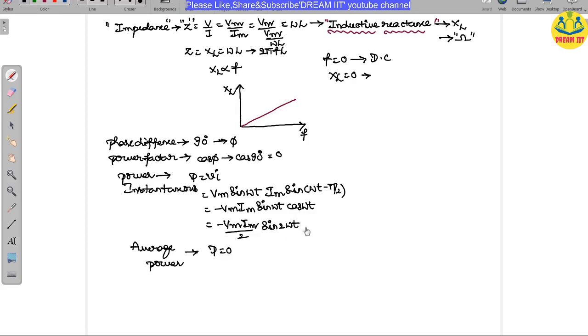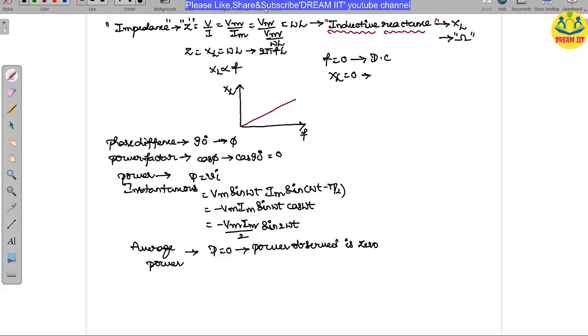Because you are getting a fluctuating part. Previously you were getting a fluctuating part as well as some constant part. Here the constant part is becoming 0. You are having only the fluctuating part. So if you calculate the power for one complete cycle, you will get 0. So the power absorbed by the pure inductor is 0. That is the power absorbed by the pure inductor.